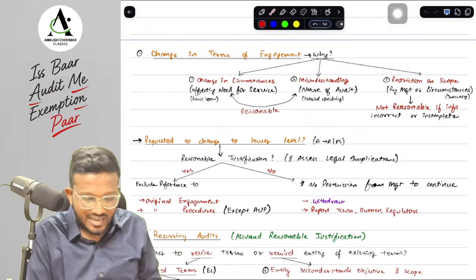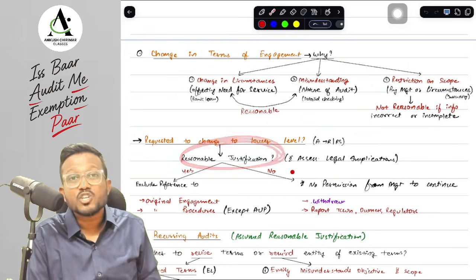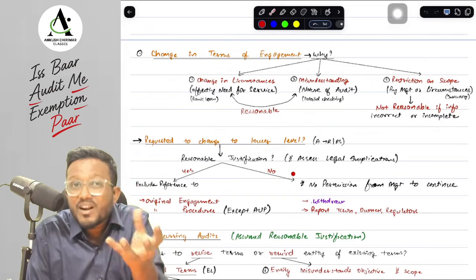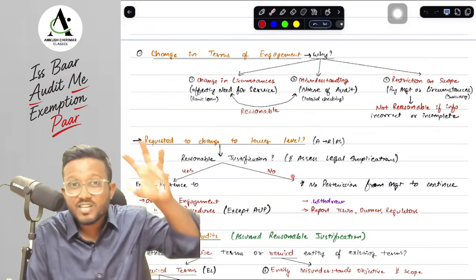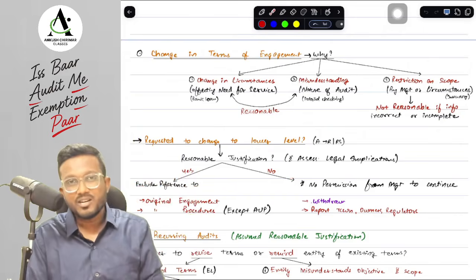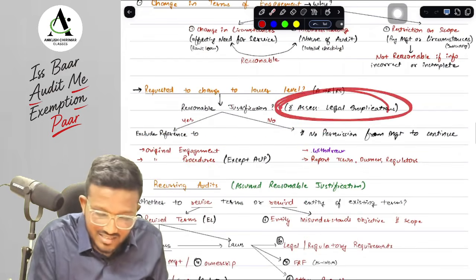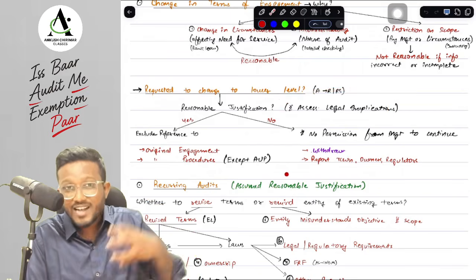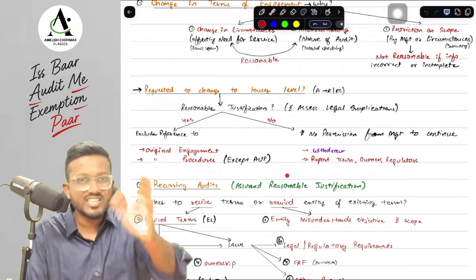If that is the case, then I have to see whether there is a reasonable justification, whether it is reasonably justified to change this particular engagement, whether management has a good reason to change it or not. And then I will have to assess the legal implications as well, whether it is contractually and legally possible for me to change the engagement or not.